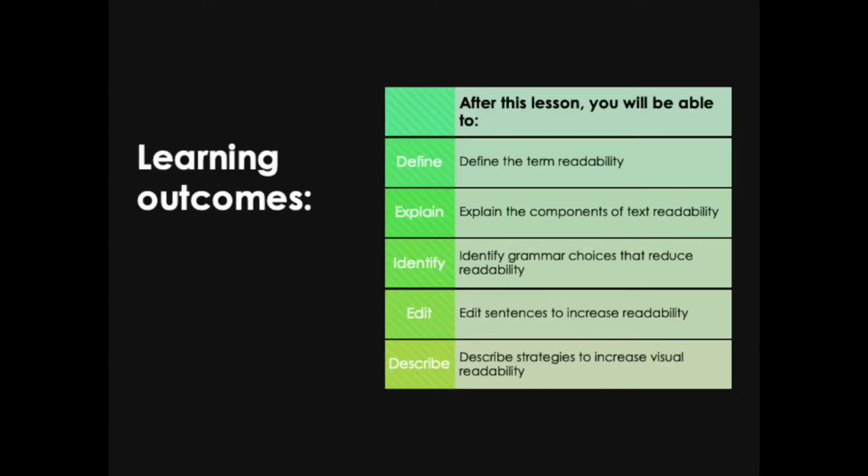As we wrap up this lesson, let's look back on the learning objectives. And I want you to make sure that you can do all of these learning outcomes before you move on to the next lesson. All right, so the learning outcomes again were to define the term readability, to explain the components of text readability, to identify grammar and style choices that reduce readability, to edit sentences to increase readability, and to describe strategies to increase visual readability.